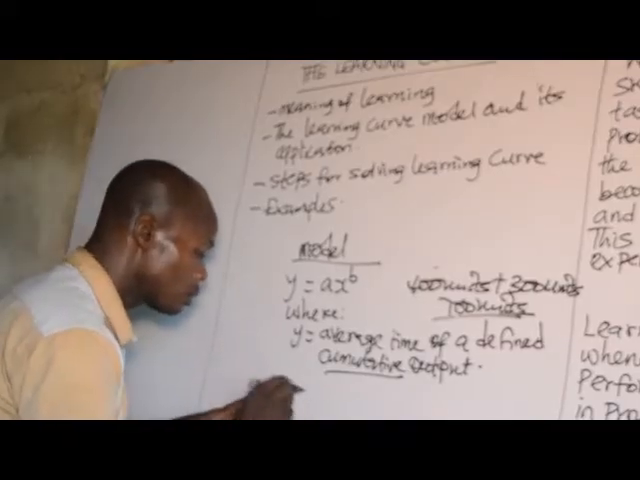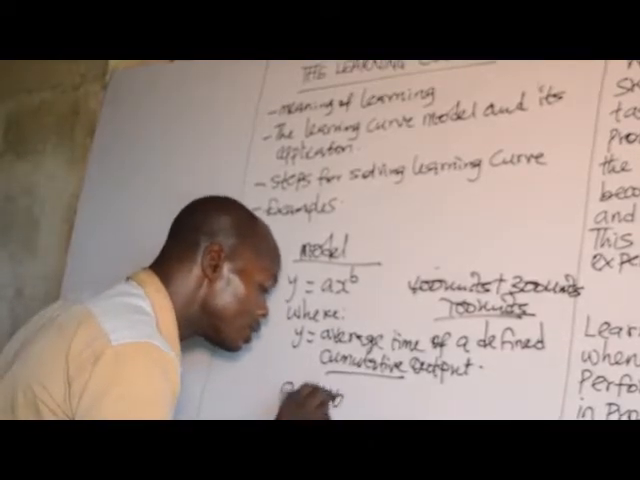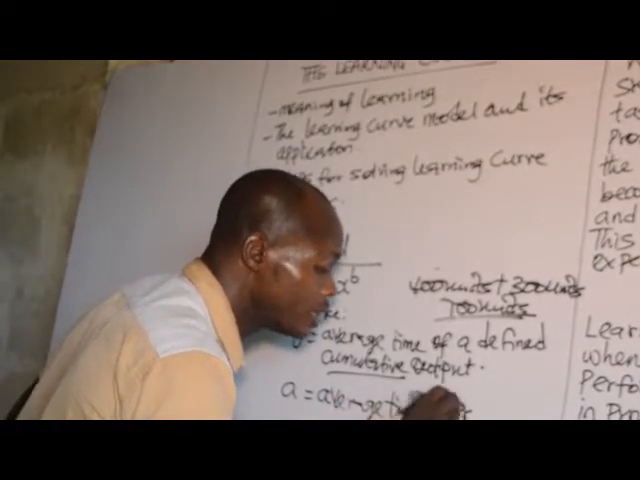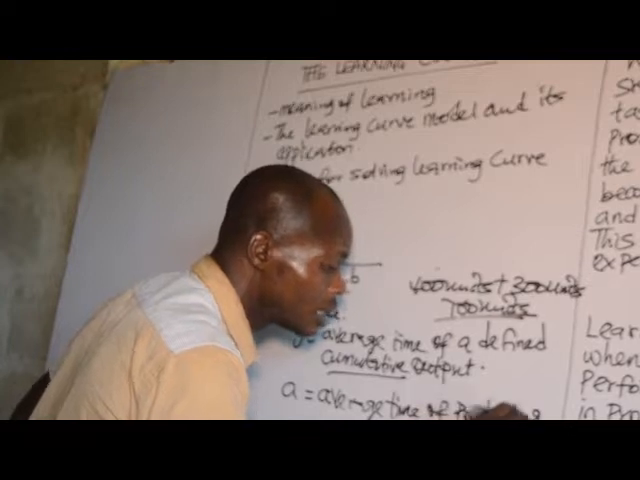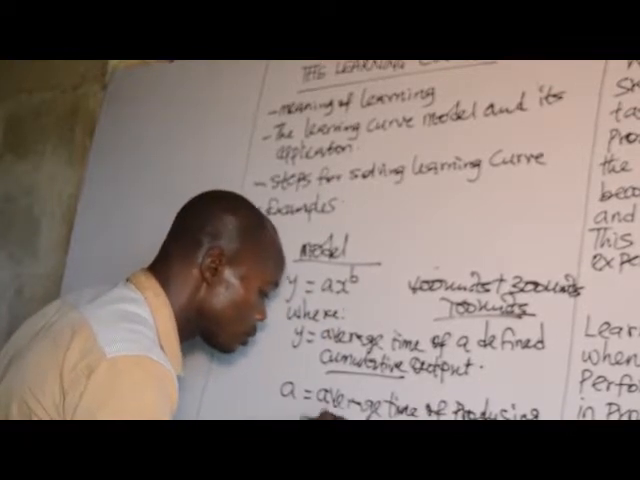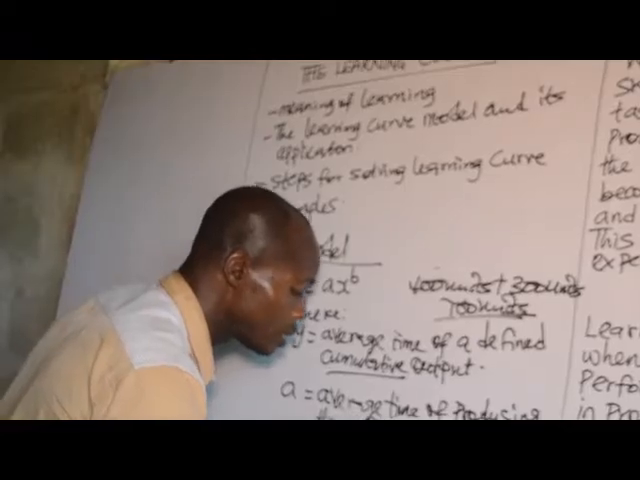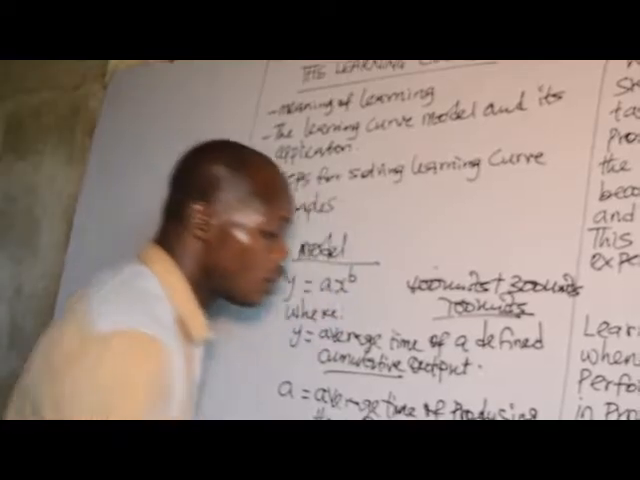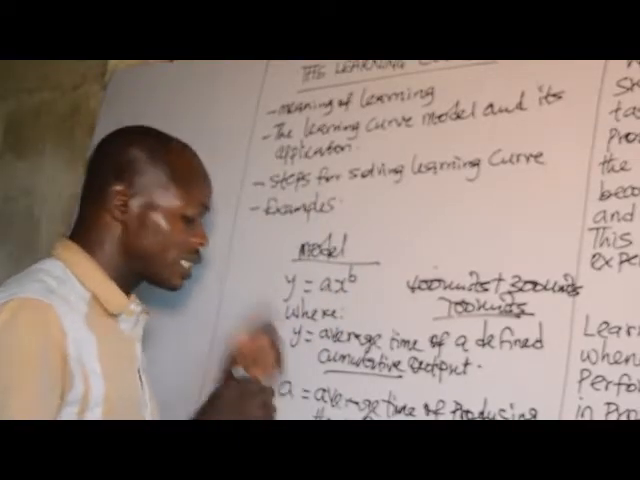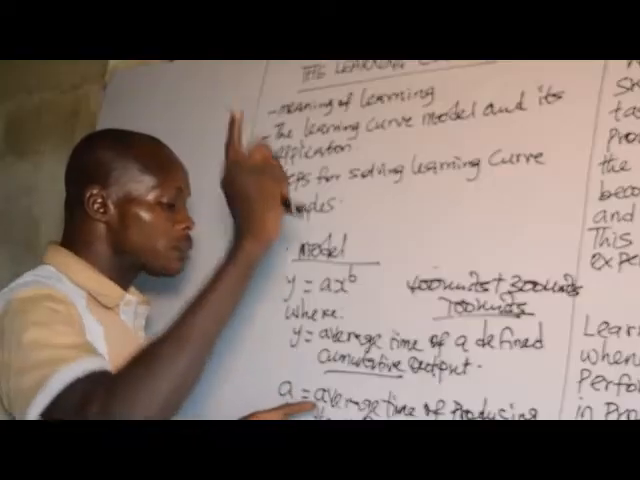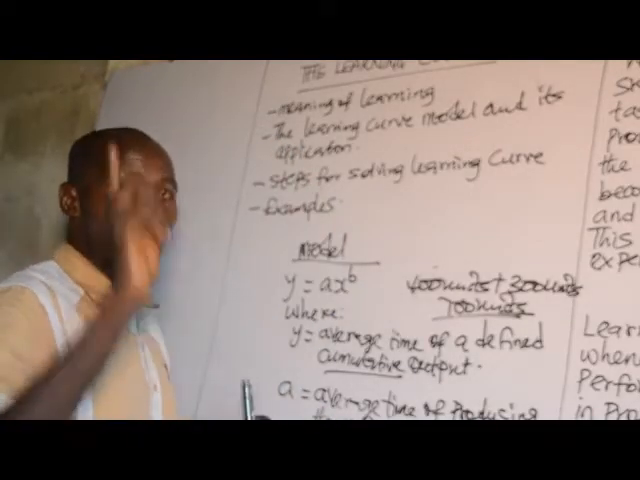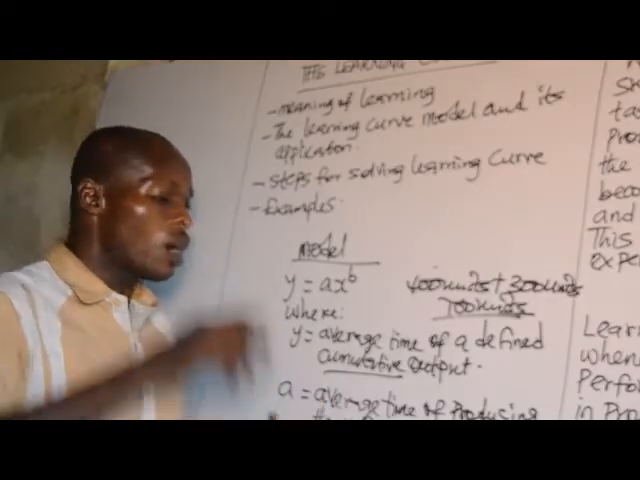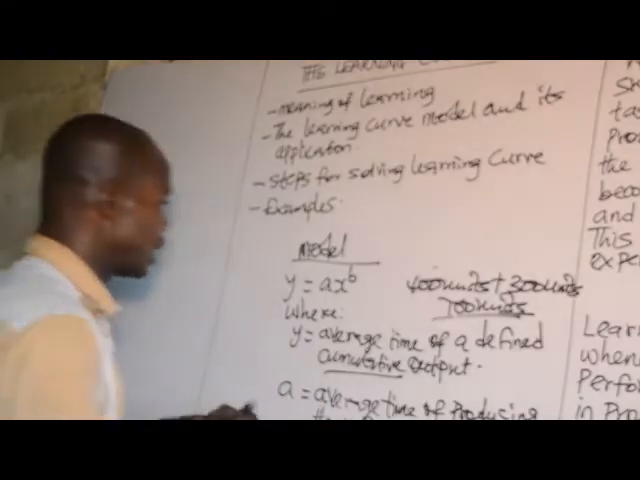a is the average time of producing a unit in the first batch. To produce one unit in the first batch, how many hours will be required? So that is the average time of producing a unit in the first batch.